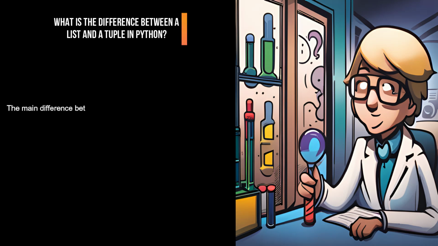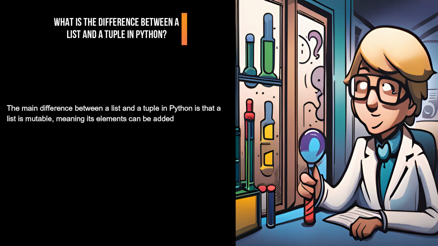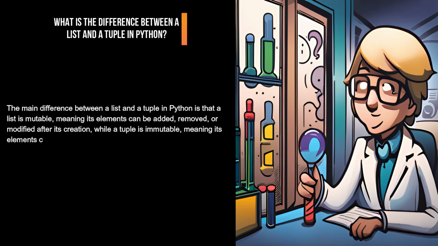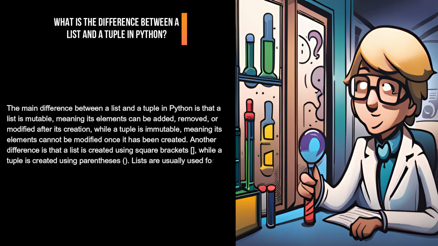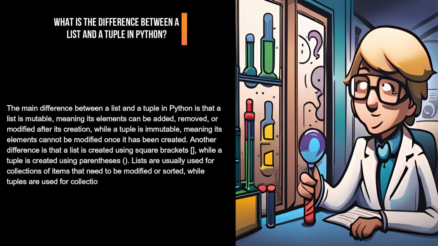What is the difference between a list and a tuple in Python? The main difference between a list and a tuple in Python is that a list is mutable, meaning its elements can be added, removed, or modified after its creation, while a tuple is immutable, meaning its elements cannot be modified once it has been created. Another difference is that a list is created using square brackets, while a tuple is created using parentheses. Lists are usually used for collections of items that need to be modified or sorted, while tuples are used for collections of items that should not be changed, such as coordinates or database records.